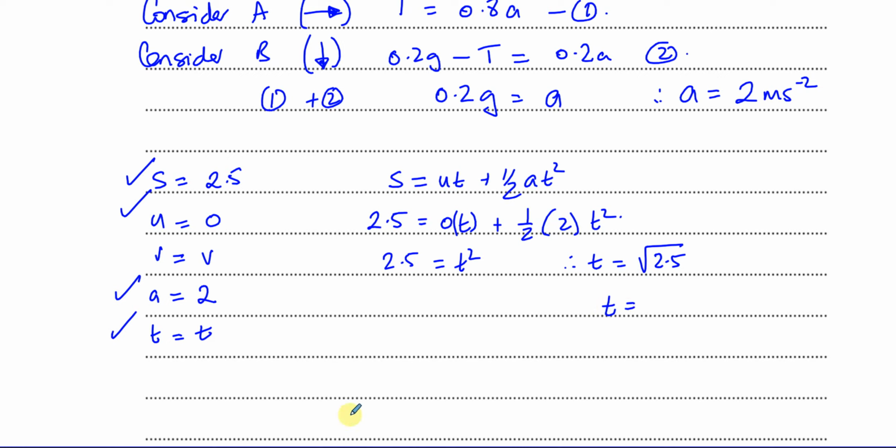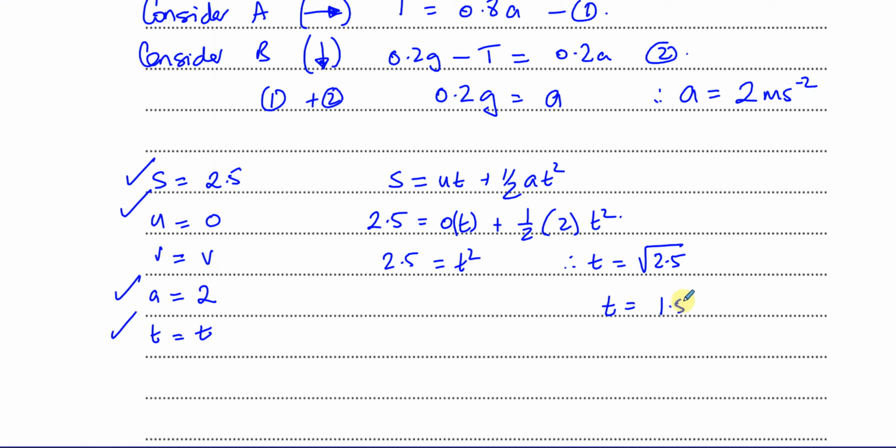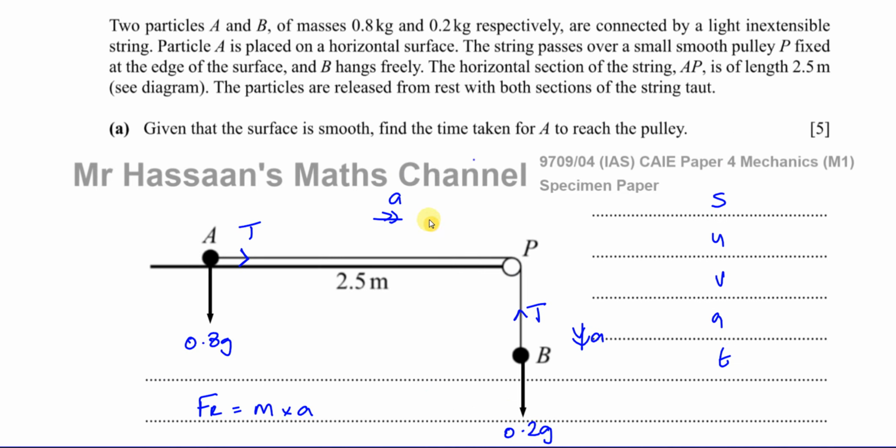So we take our calculator and find the square root of 2.5, and that gives us our answer, which is 1.5811 seconds. So therefore, we can say the time is equal to 1.58 seconds to 3 SF. So there's the answer to part A.